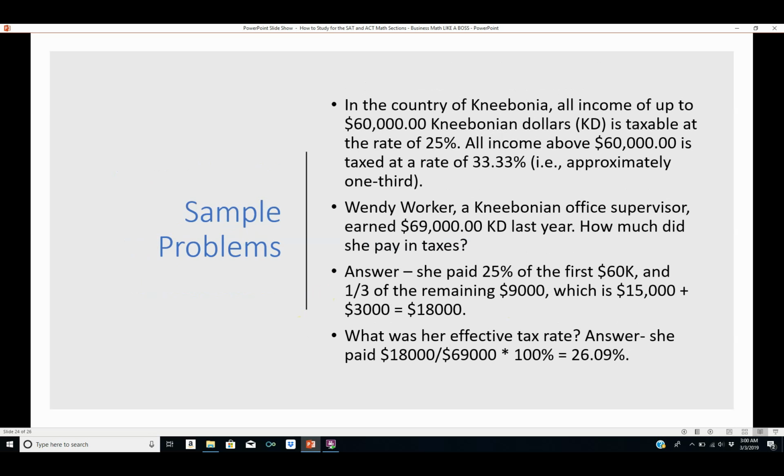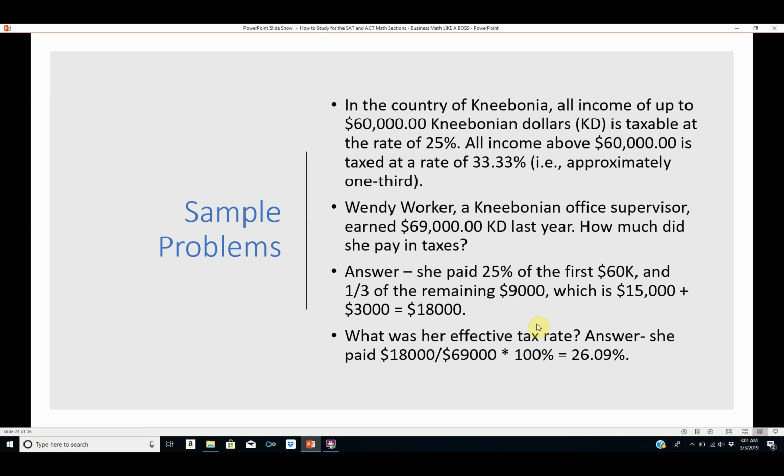So let's have some sample problems. In the country of Nebonia, all income of up to 60,000 Nebonian dollars, or KD, is taxable at the rate of 25%. All income above $60,000 is taxed at a rate of 33.33%, that is approximately 1/3. Wendy Worker, a Nebonian office supervisor, earned $69,000 in Nebonian dollars last year. How much did she pay in taxes? Well, answer, she paid 25% of the first $60,000 and a third of the remaining $9,000, which is $15,000 plus $3,000, or $18,000. You can see 1/3 of 9,000 is 3,000, and 25% of 60 is 15,000.